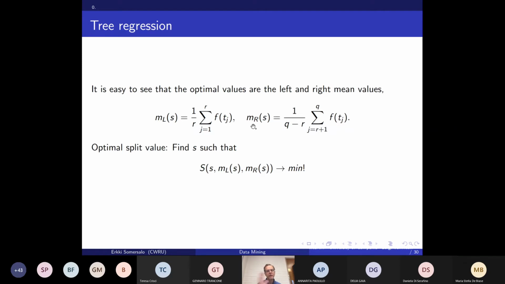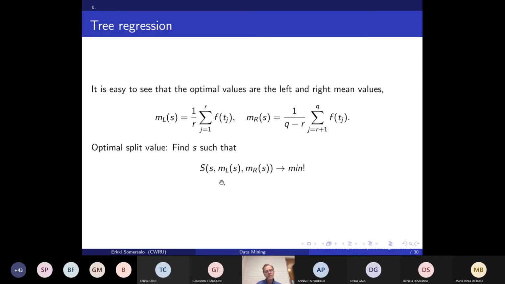Right? So if I switch the s, then this r may change, and so then you see that the mean values are going to change. And so therefore, if I'm asking what is the optimal split value, so where should I split so that my step function is the best possible approximation of my function, then I should remember that this ml and mr are simply functions of s. And so now I have a function which depends on s. And so then I go and try to minimize this.